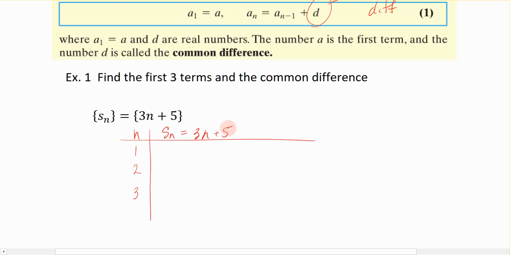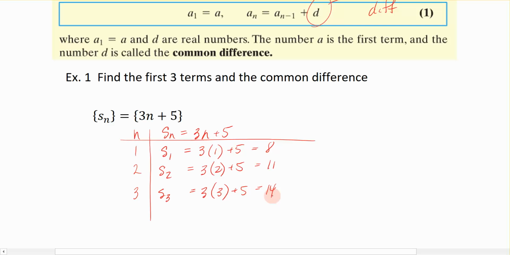So we're going to find out, well, what's the first term? The first term would be 3 times 1 plus 5, or in other words, 8. The second term in my sequence would be 3 times 2 plus 5, which would be equal to 11. And the third term in this sequence would be 3 times 3 plus 5, which would be equal to 14.